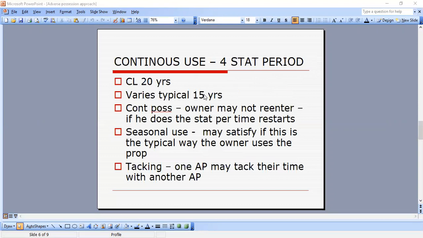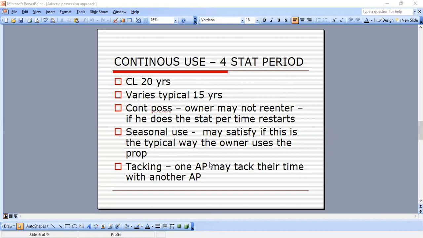So it just depends on what they're giving you in the facts. Continuous possession, owner may not re-enter. So if the owner leaves and decides to re-enter, it's going to start at the time where he re-enters, not the entire time because he left. Seasonal use may satisfy if this is the typical way the owner uses the property. So if you use it only in the summer and you're always there in the summer, then that's considered seasonal use, and that is a continuous use for the statutory period.